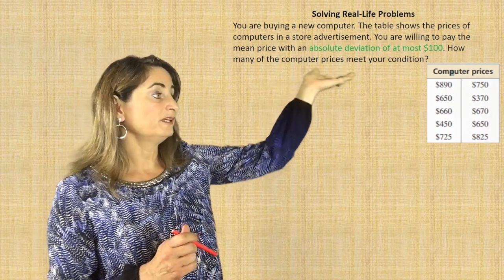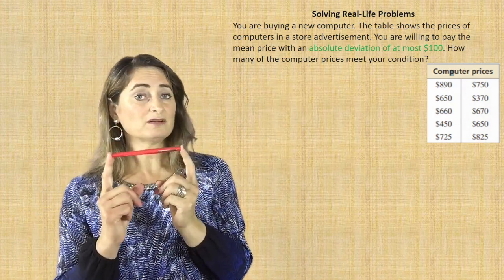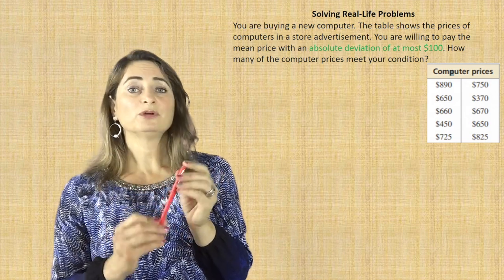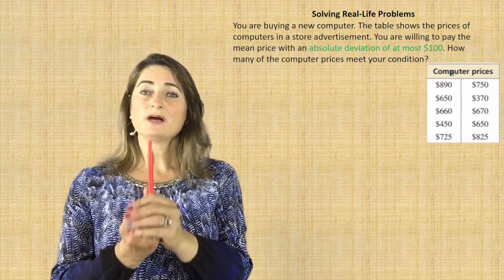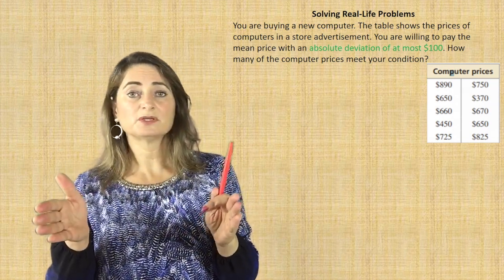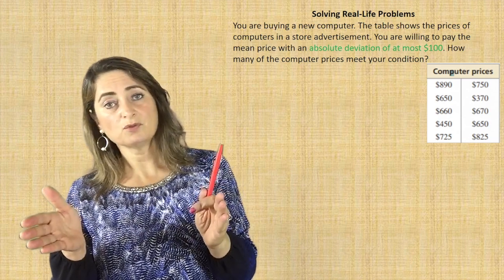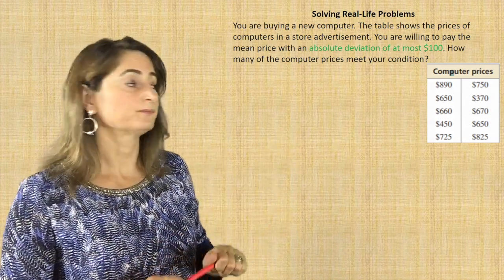Before we solve a real life problem, I wanted you to think about this marker. This marker costs you $5. You're willing to pay $2 more or less. So how much would this marker cost you? There's a range of $3 to $7 because it's $2 less and $2 more. That will help you understand this real world problem.